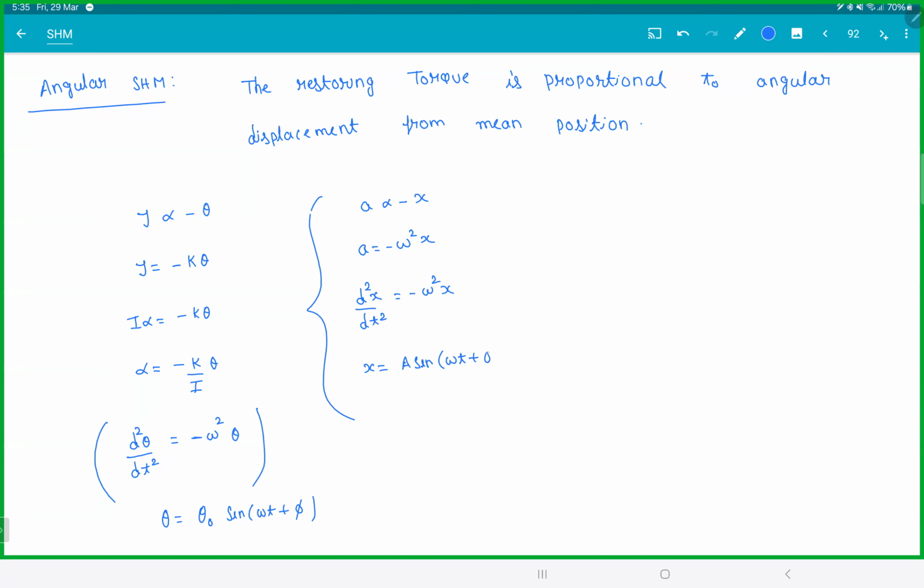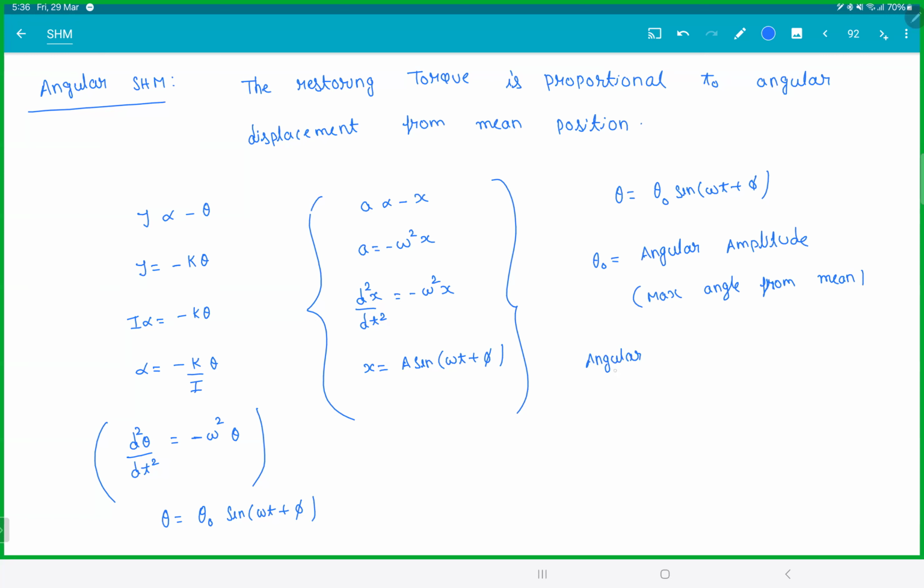So here theta is the angular displacement. Theta naught is the maximum. So this is your general equation here. Theta is equal to theta naught sine omega t plus phi. Theta naught is angular amplitude, the maximum angle from the mean position. Remaining all the symbols mean the same thing. This is not tough, but you have to be just careful because the symbols actually match up a lot.